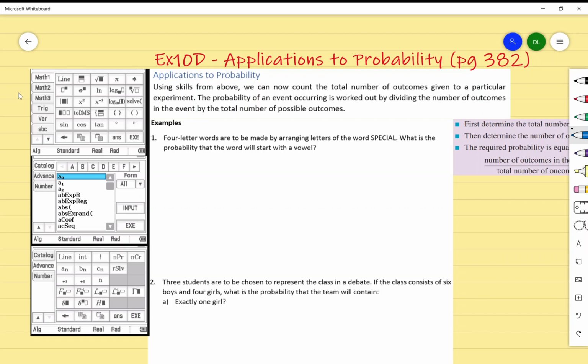Hey 11s, this is exercise 10D on applications to probability on page 382 of your textbook.